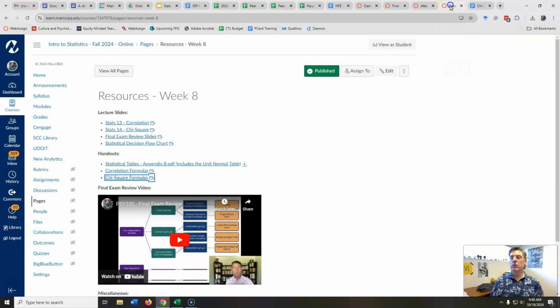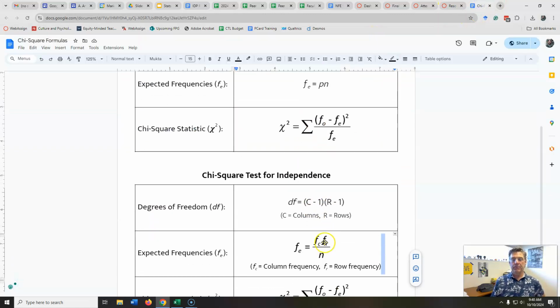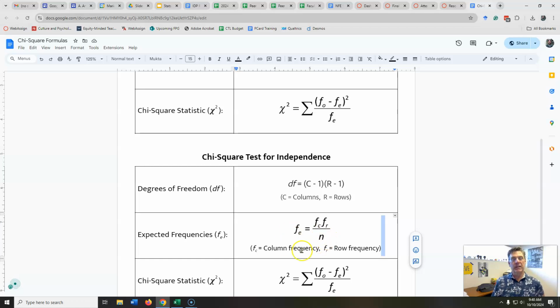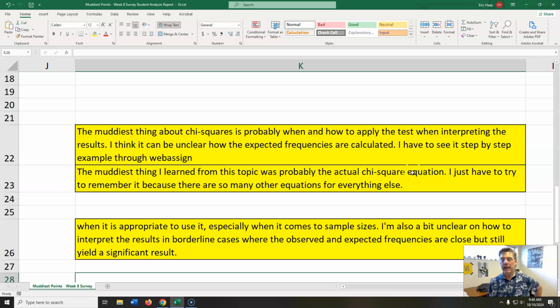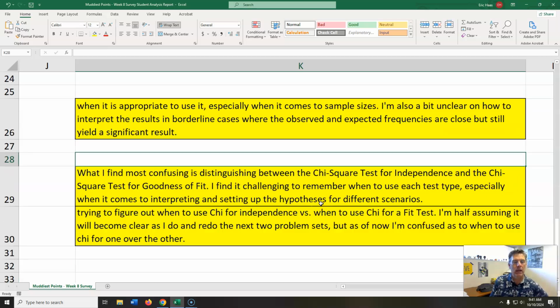So going back to our resources page, and then the chi-square thing, that's the expected frequency calculation. So that's, again, where I would direct you. Definitely want to have that printout and use that. Okay, so hopefully that helped with a little bit of that. We'll come back to some of that stuff, though, I think.